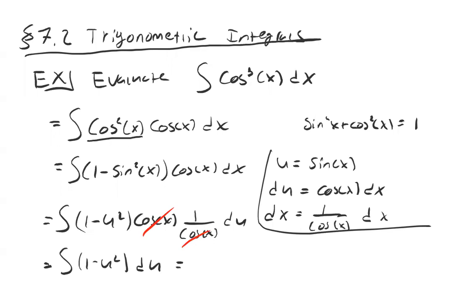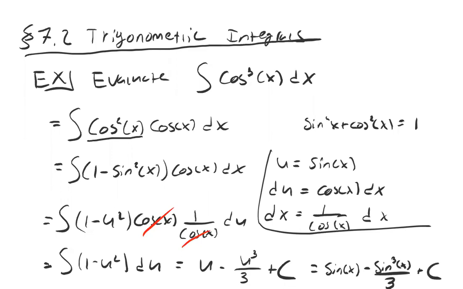If I do this, I'm going to get u minus u cubed over 3 plus a constant for my integration constant. And when I plug this all back in, because I need it in terms of x, I'm going to get sine of x minus sine cubed of x over 3 plus a constant. Let me write that a little larger so it's not ambiguous. And that's going to be my final answer here.